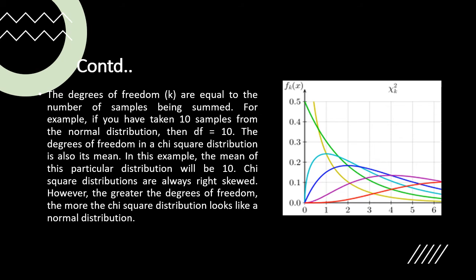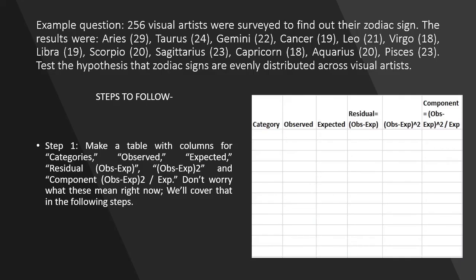The chi-square distributions are always right skewed. However, the greater the degrees of freedom, the more the chi-square distribution looks like a normal distribution. Now, we'll understand the chi-square test by taking an example. Here, 256 visual artists were surveyed to find out their zodiac sign, and the results were these values. Now we are going to find out the chi-square value.